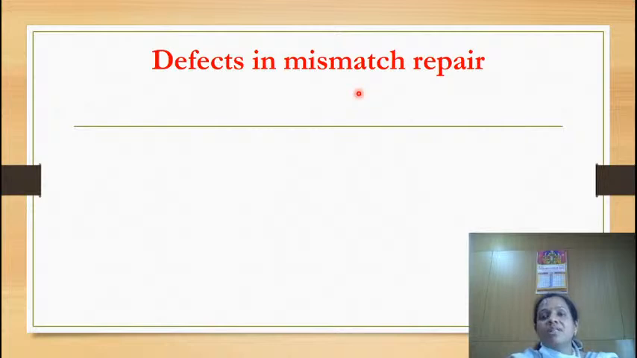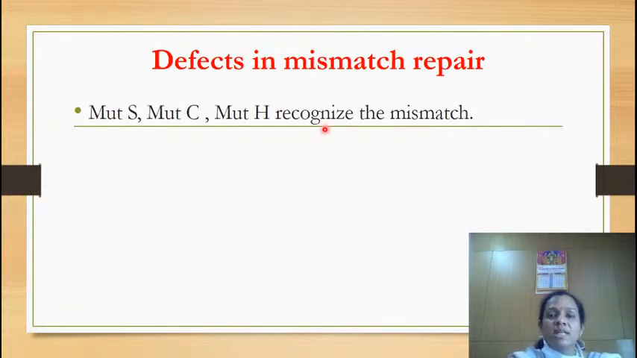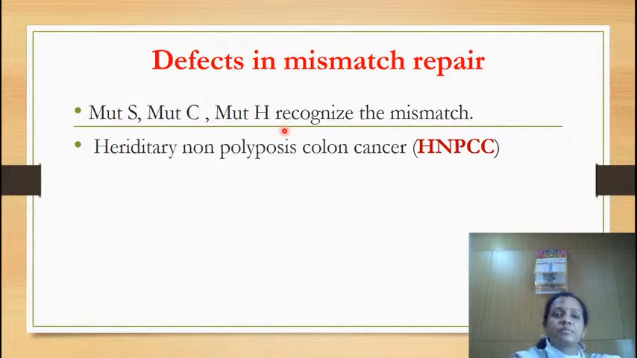What will happen if this repair mechanism is defective? Usually the proteins that recognize the mismatch are MutS, MutC and MutH proteins. They usually recognize the mismatch. There is a disorder called hereditary non-polyposis colon cancer, that is HNPCC, hereditary non-polyposis colon cancer.